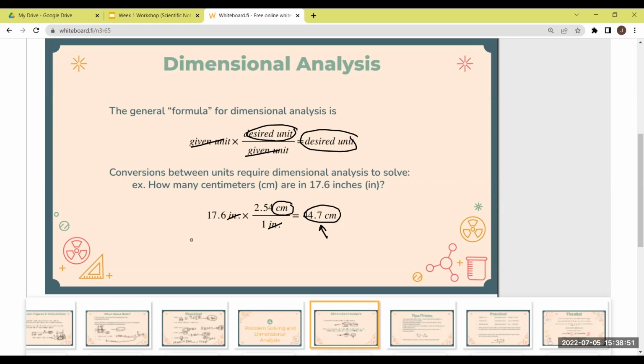So breaking down this equation, we have the given right here. Over here, we have the conversion factor. And then over here, we have the answer.